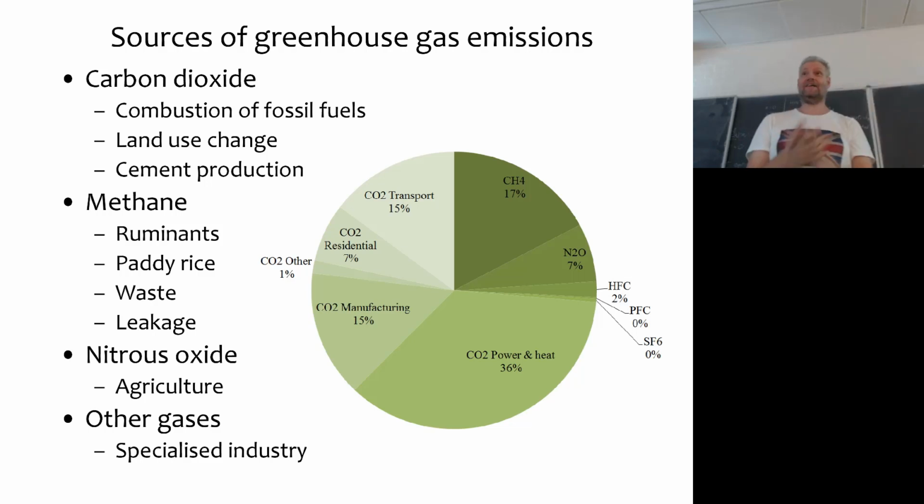So that carbon dioxide is the most important greenhouse gas. The second most important greenhouse gas is methane. Methane has 4 main sources. The first of them is cattle or ruminants. So what do cattle do? They eat grass and they turn it into milk and meat, right?